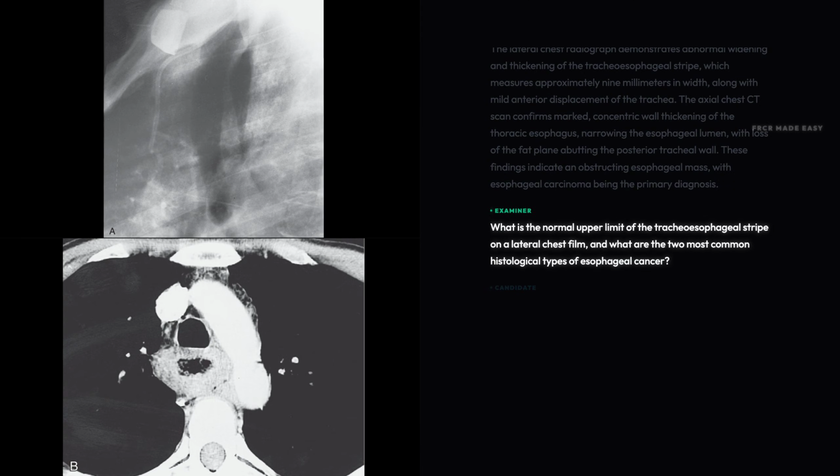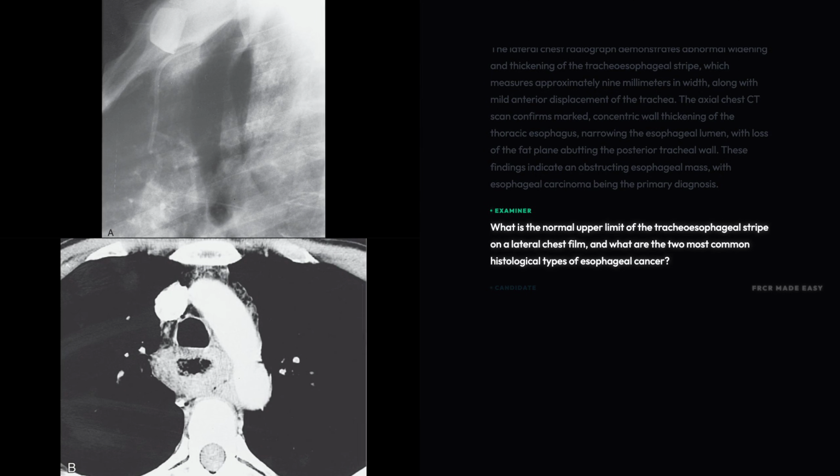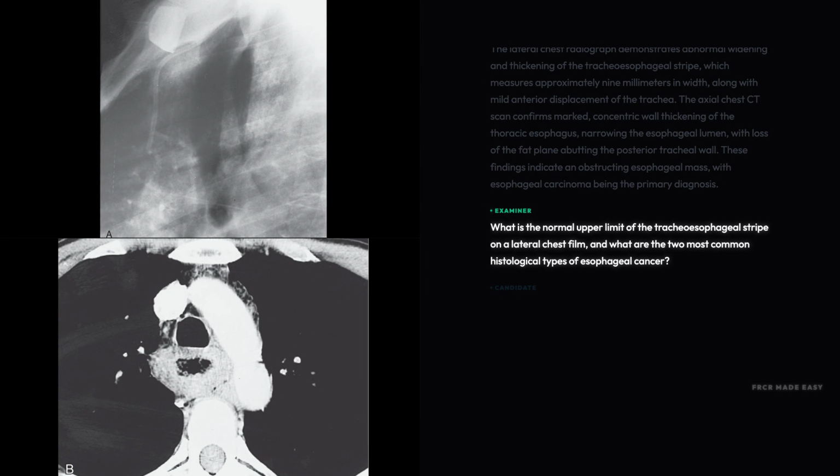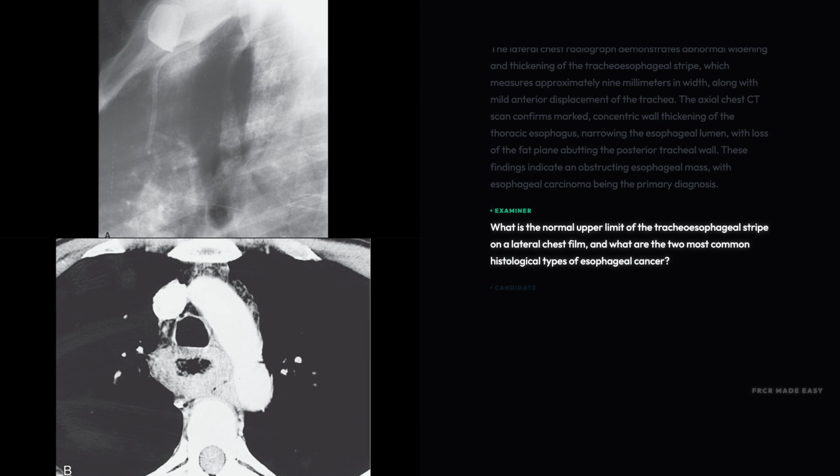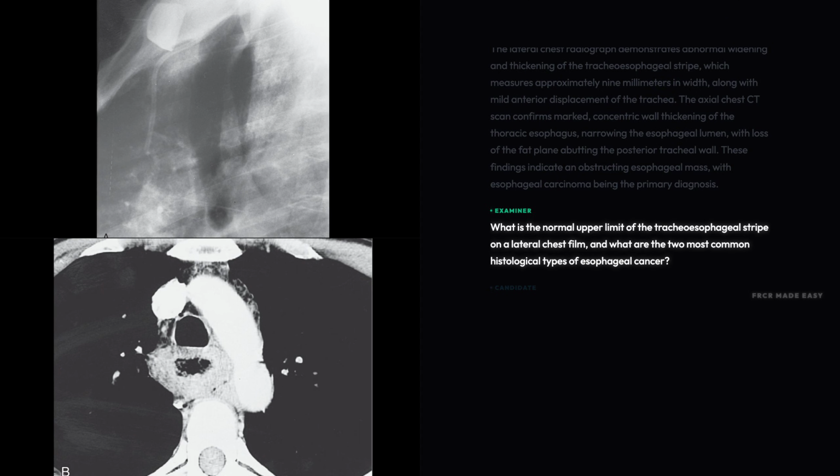What is the normal upper limit of the tracheoesophageal stripe on a lateral chest film? And what are the two most common histological types of esophageal cancer?